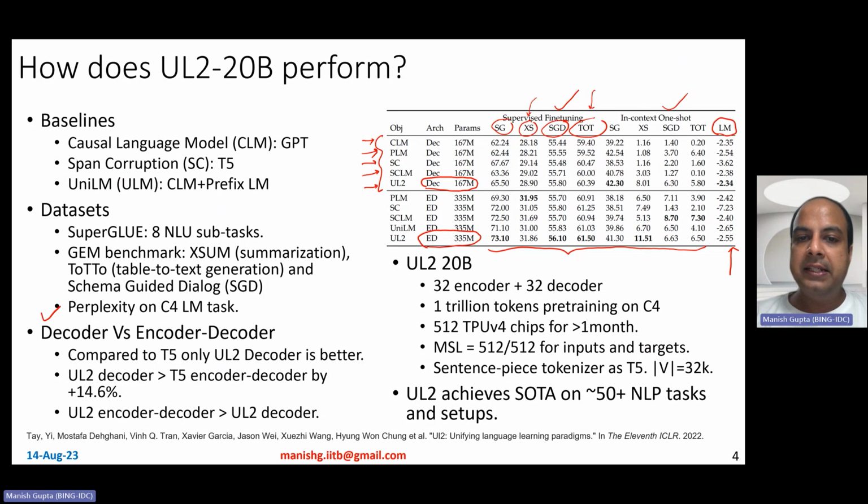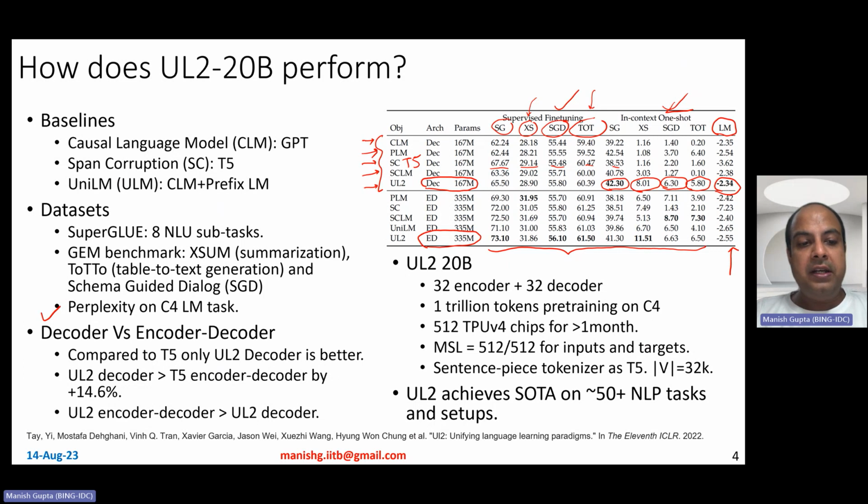You observe that compared to T5, only UL2 decoder is better. If you look at T5, which one is T5? This SC, right? Span corruption is T5. So if you compare with that, 67.67, you compare these numbers, you typically observe that only UL2 is somewhat in that range. Sometimes UL2 gets better than your T5 model also. In fact, in some of those cases, specifically in context one shot cases, the UL2 model is way better compared to the T5 model, even in terms of perplexity as such.